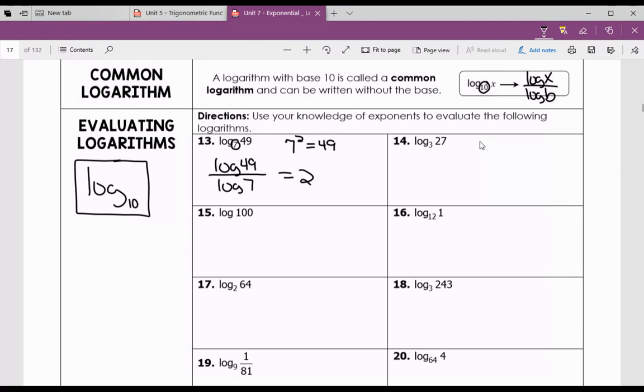So here, I have log 27 divided by log of 3. What do you get when you divide log 27 by log 3? 3. Did I do something wrong? Okay.